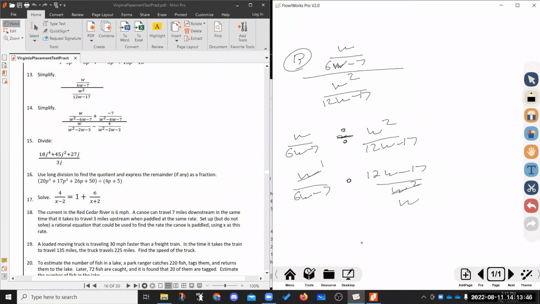There's nothing to factor out of 12w minus 17 or 6w minus 7, so we're going to multiply straight across. The numerator is going to be 12w minus 17. The denominator is going to be w times 6w minus 7. And we're done.